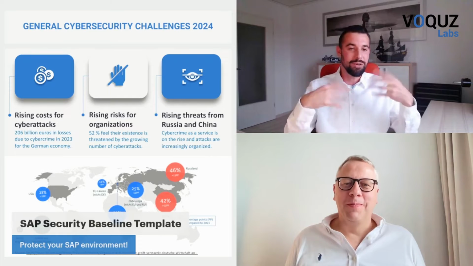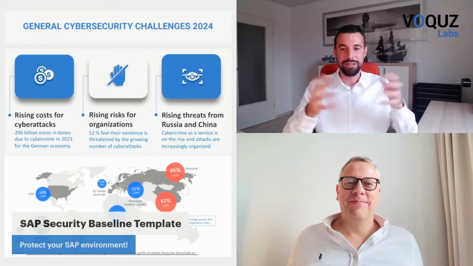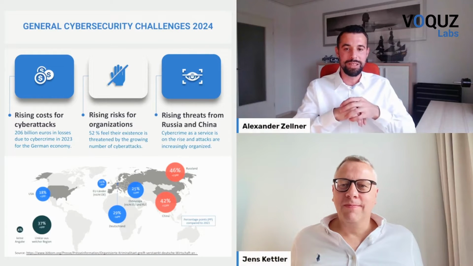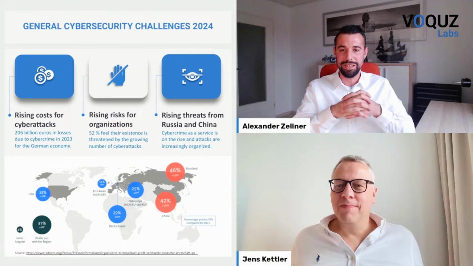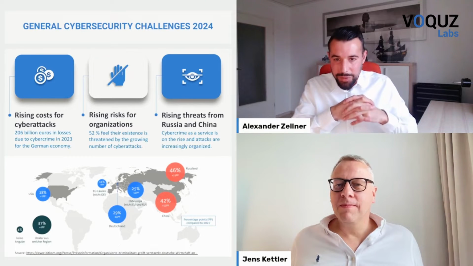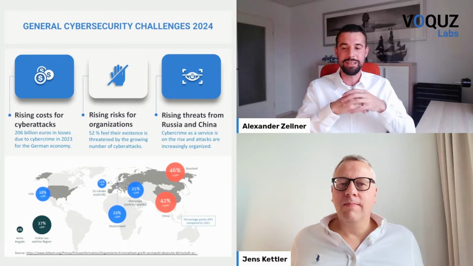Where do they come from? Rising threats, right, from Russia and China. That's also something we can always see in the news. And when you look at the map below, you see we have around 12% rise in attacks from China. We have much more in Russia. So they are increasing.